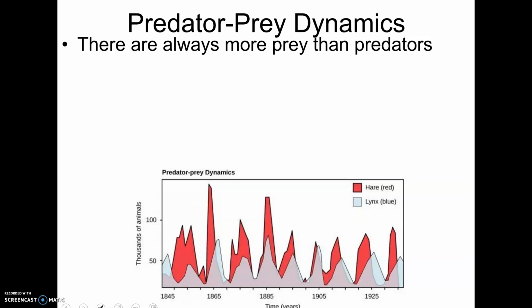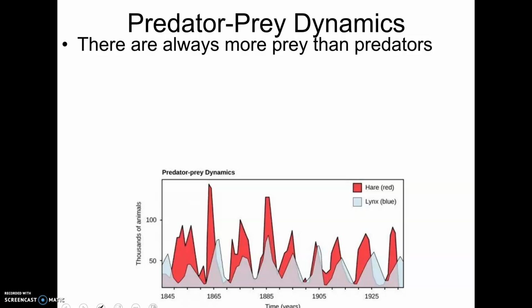Right, so our next topic in our ecology unit is predator-prey dynamics. A lot of times they'll show you a graph like this that shows a relationship between a particular predator and their food source, the prey. In this particular one, this is the lynx in blue and the hare in red. Lynx is sort of like a cat, and hares are like rabbits.